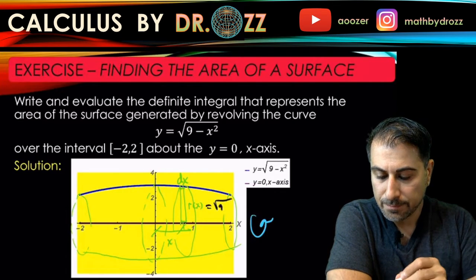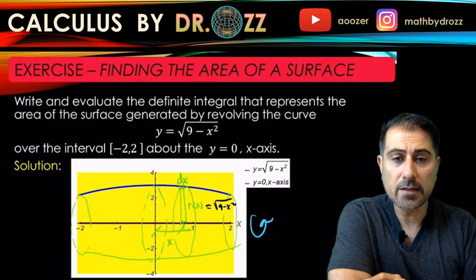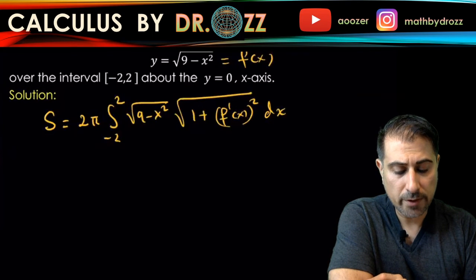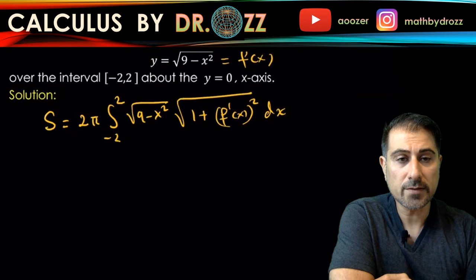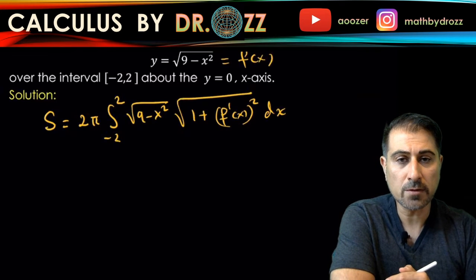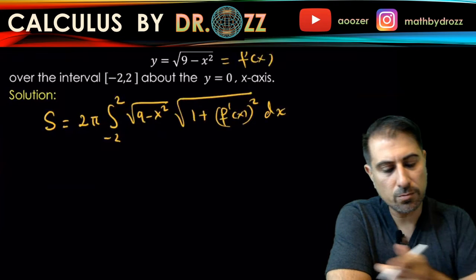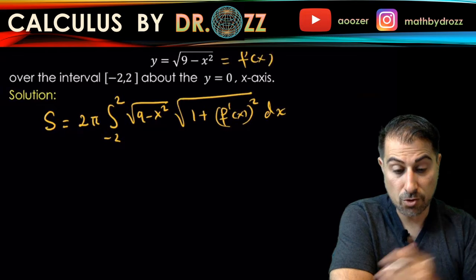So I can now use the formula. So 2 pi times the radical 9 minus x squared, that's the circumference, times the arc length, and times dx, is in fact the area of the frustum after the surface of revolution of that little piece over there. And if we integrate it over -2 to 2, then we get the surface area.